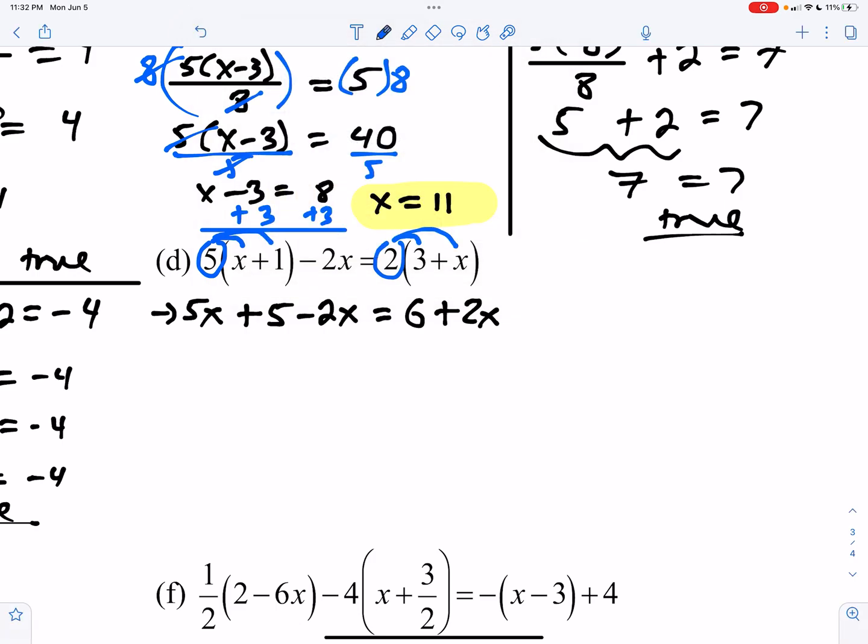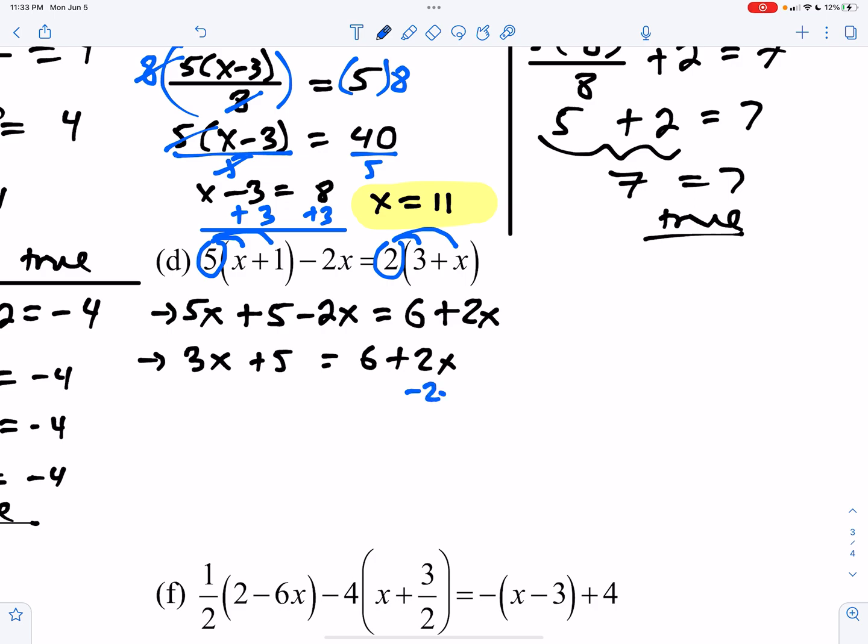Okay, so just kind of combining terms that look the same. 5x minus 2x gives us 3x plus 5 equals 6 plus 2x. Well, now at this point, what I'm going to do is bring the numbers together by subtracting 5 from both sides. Then I'm going to bring my x terms together by subtracting 2x from both sides. So let's do this one step at a time.